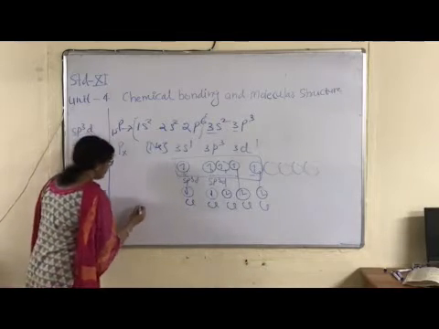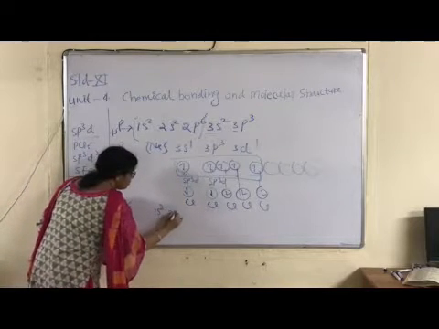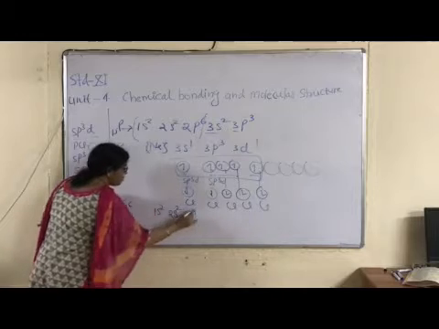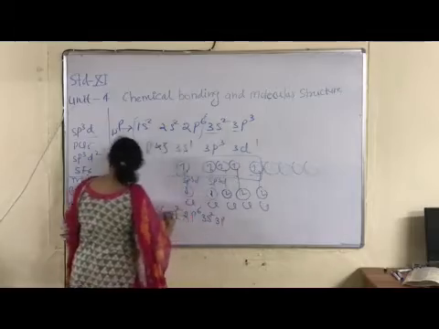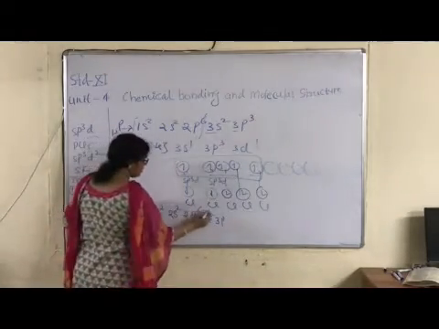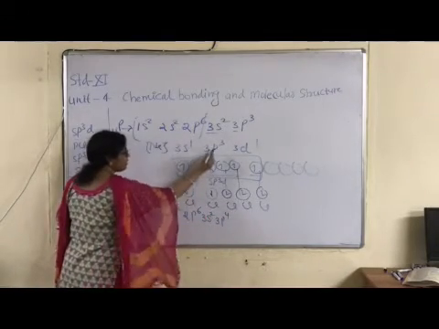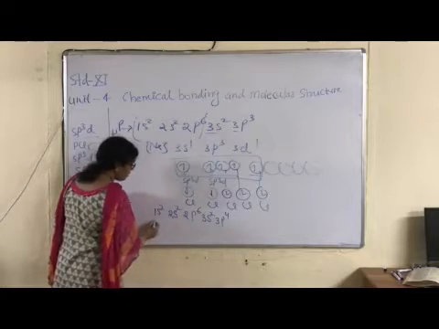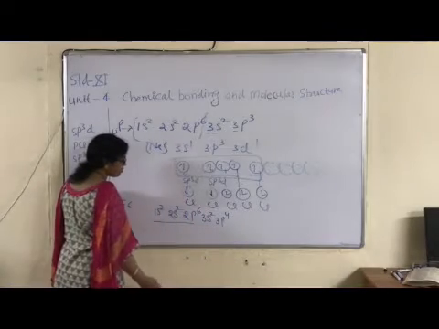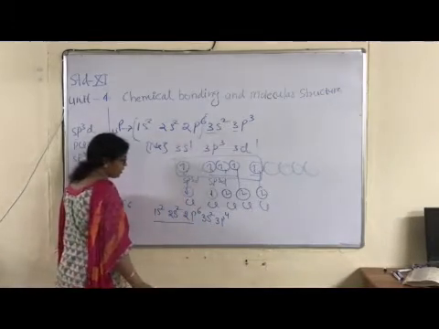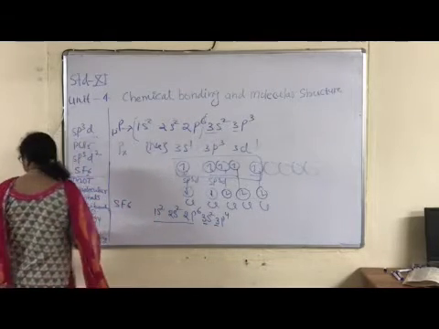Okay children? Sulfur: 1s2, 2s2, 2p6, then 3s2, 3p4. Right? Here 3 electrons, here 4 electrons are present. Okay? 4 electrons, this one, 10 electrons. 10 electrons, 4 electrons, and this one valence shell electrons. Right? Then in excited form, what happens?